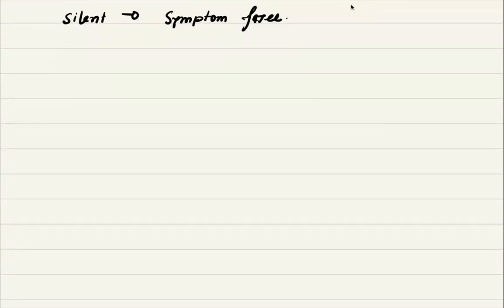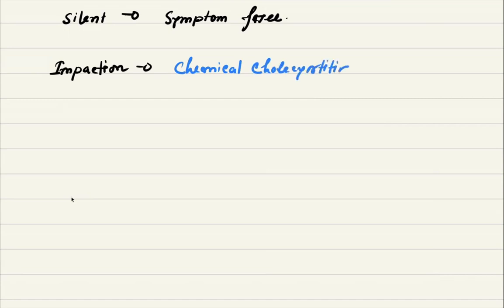Next, this is very important, and you have to think about this very carefully. Okay, in impaction, there are two things that can happen. One is called chemical cholecystitis, and another one is empyema of the gallbladder.